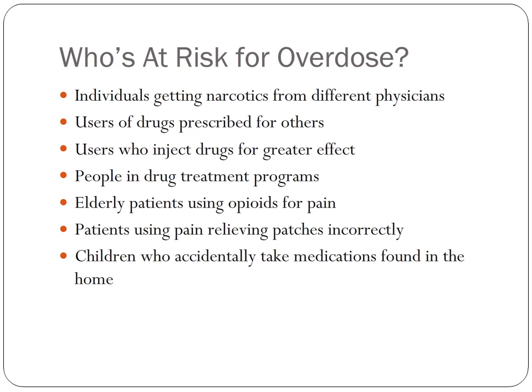So let's look at some individuals who are at risk for overdose. One of the first red flags should be individuals who are getting narcotics from different physicians. Oftentimes people who are abusing prescription narcotics are going to different doctors to get their drugs, and they're not telling all the doctors who they're going to. So one doctor doesn't know that a previous doctor has already prescribed something for them.